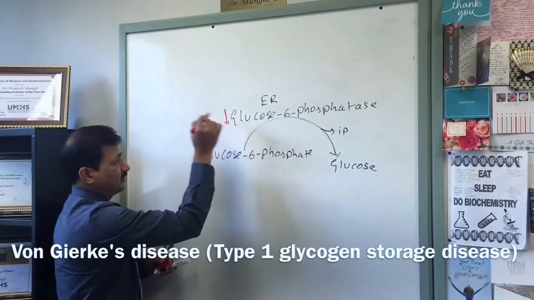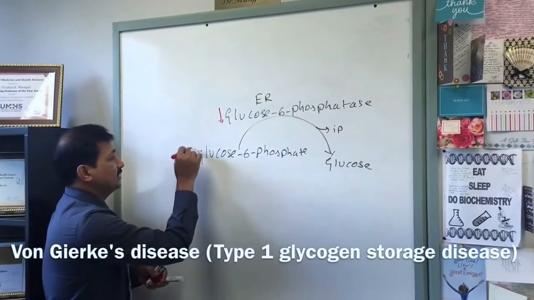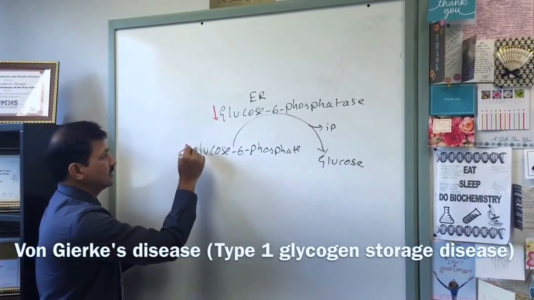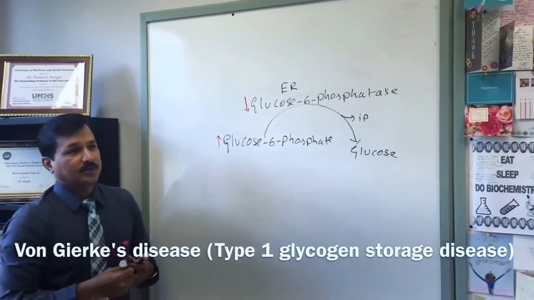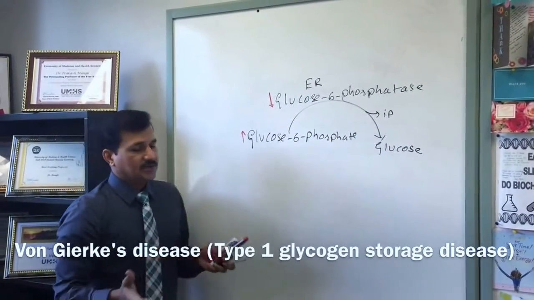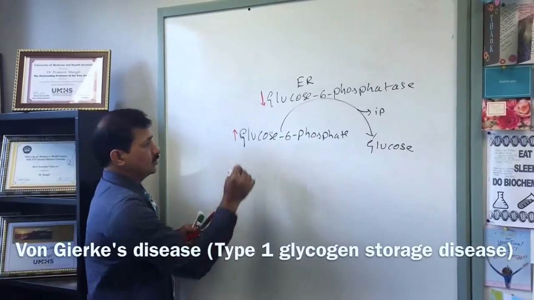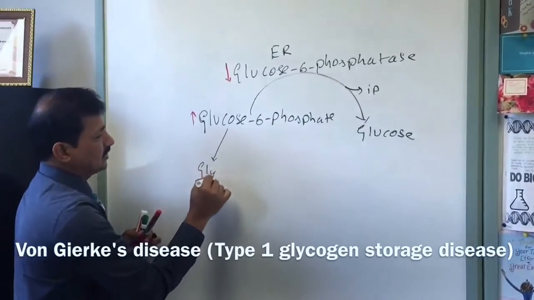So this enzyme is down. Because of this, there will be a rise in glucose 6-phosphate. This glucose 6-phosphate builds up. So the glucose 6-phosphate has different options now. Glucose 6-phosphate can go into glycogen formation.